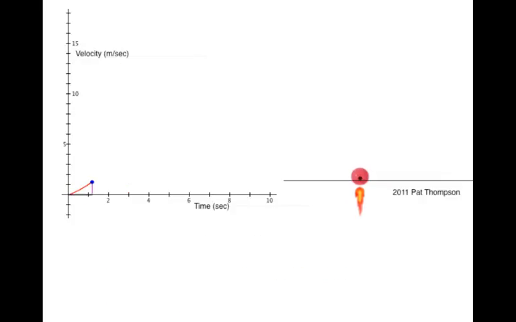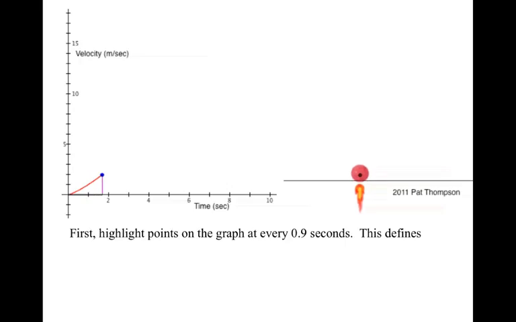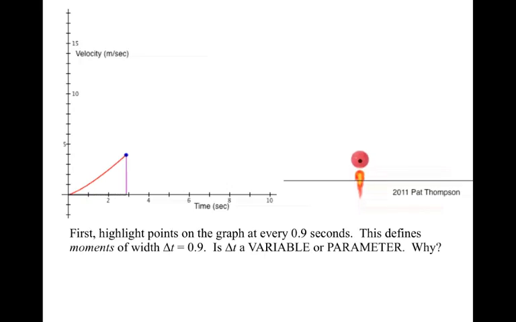So now take a look at your paper. What kind of function do we have? We have the exact rate of change of the height of the rocket. First I want you to highlight points on your graph at every 0.9 seconds, starting at 0. And this is defining our moments, so it will define our intervals. Our big moments, 0.9 intervals.